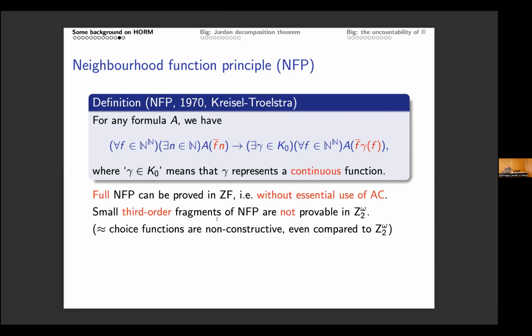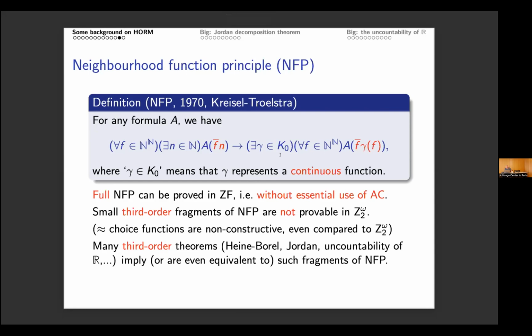And this is the same as saying, well, choice functions are non-constructive. In ZFC, choice functions from AC are very non-constructive. Here, the same thing. This gamma is extremely non-constructive compared to Z2 little omega. And many third-order theorems with a name imply or are equivalent to such fragments.